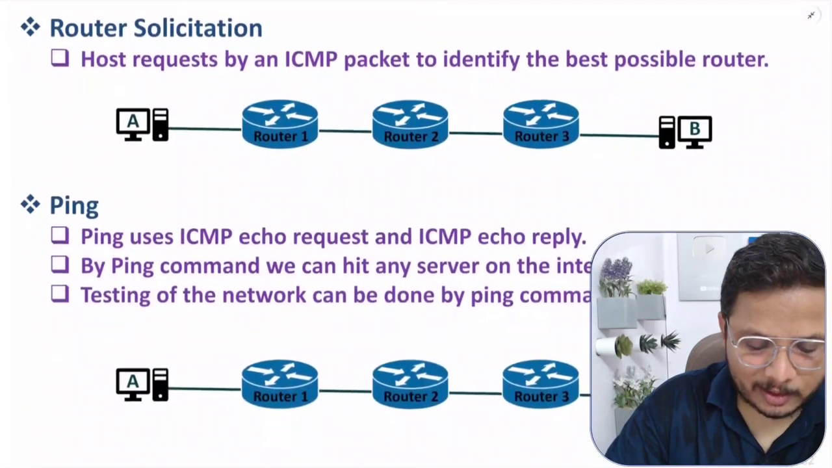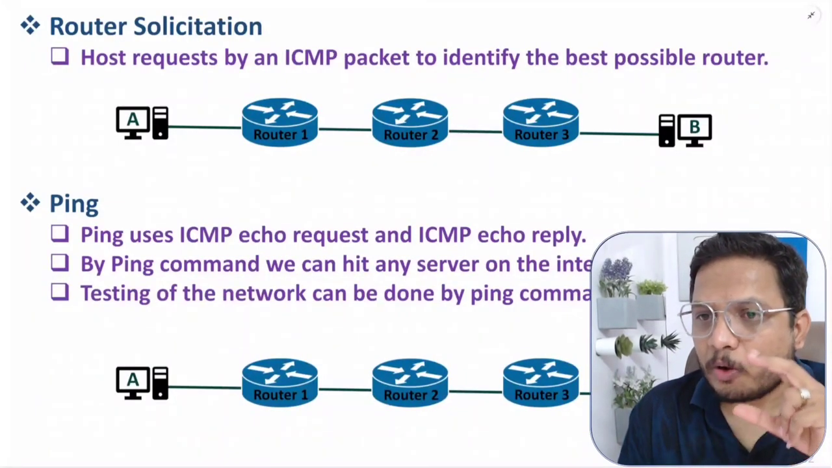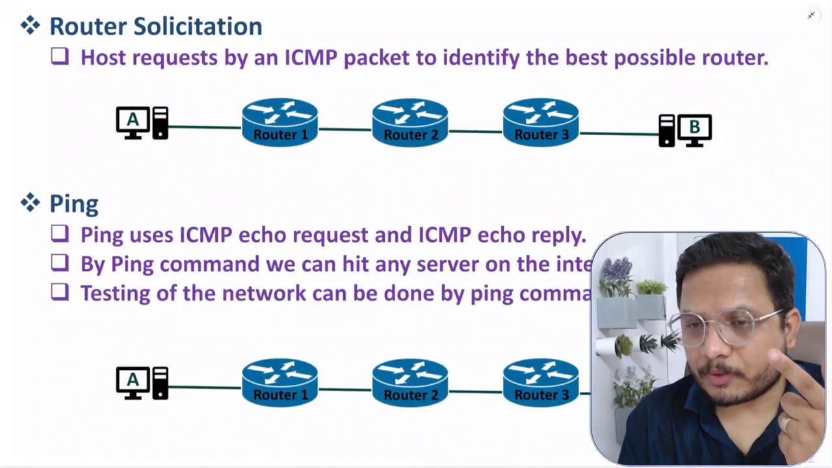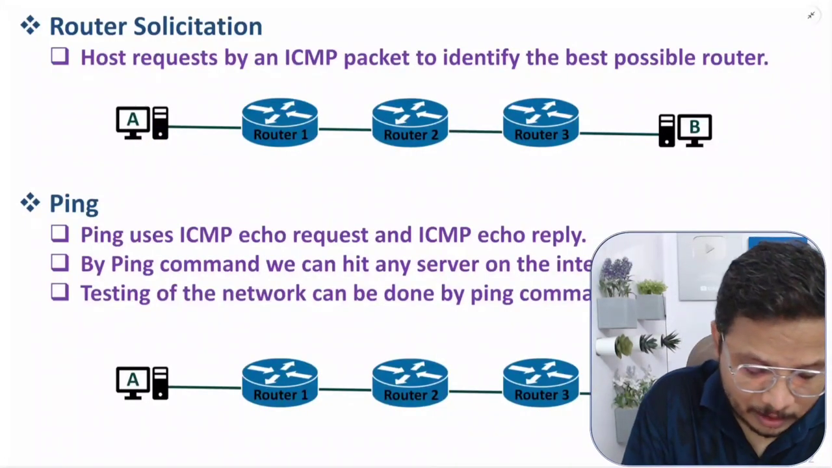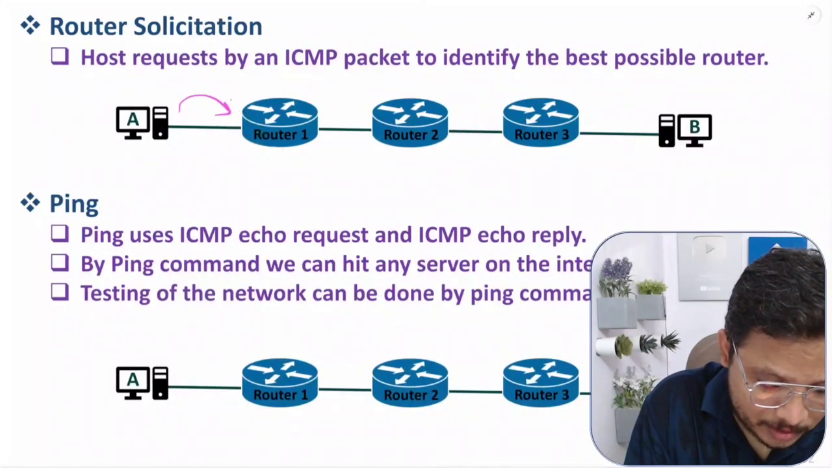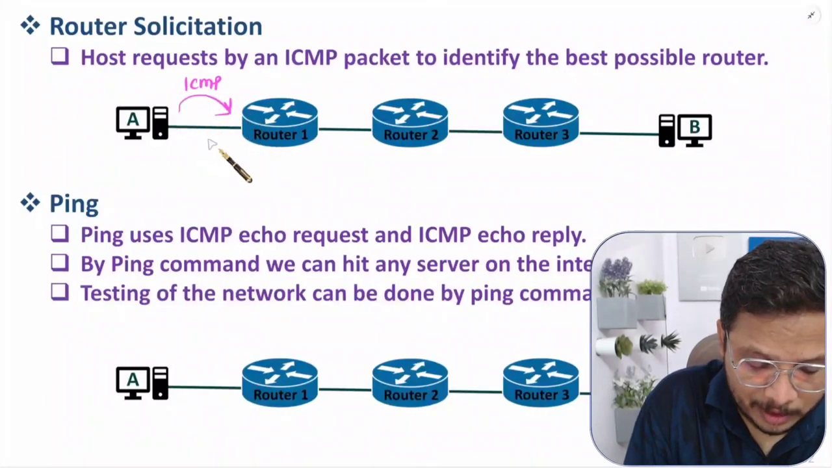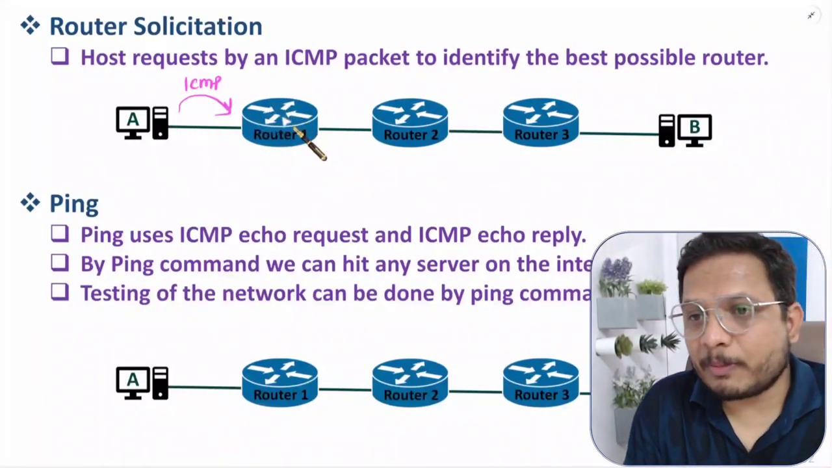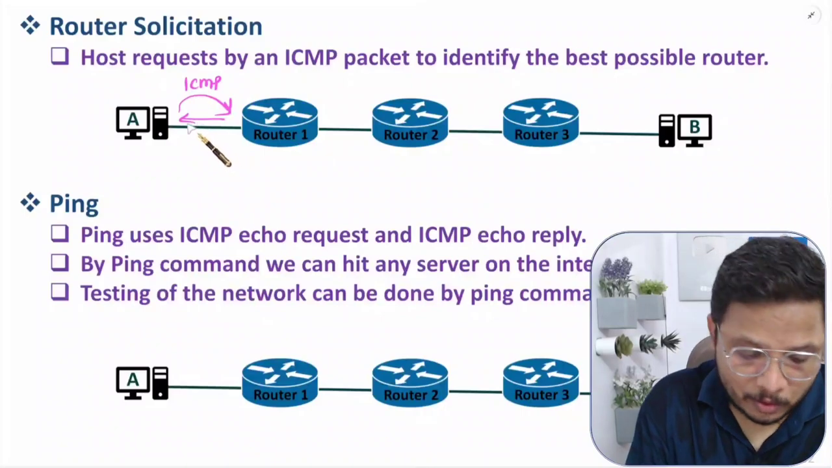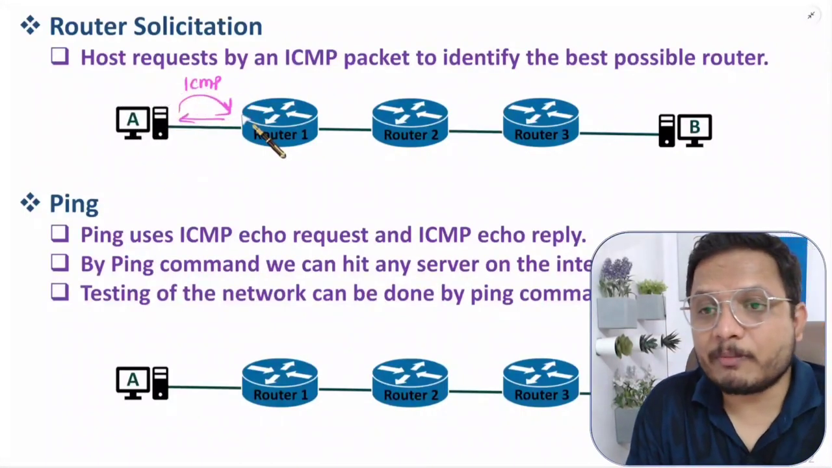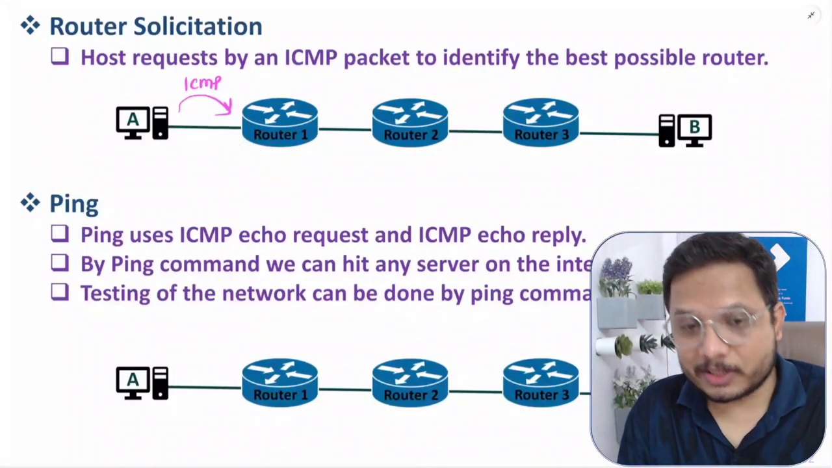Now similarly, we have router solicitation. That is what this explains. Here the host is identifying the best possible router. For example, here host A wants to find the best possible router. Then host A will send an ICMP frame, and it asks router one, are you the best possible path for me or not, right? And based on that, it will receive an acknowledgement. So here A is asking for the best possible path to the router. That is router solicitation, the router solicitation ICMP frame.